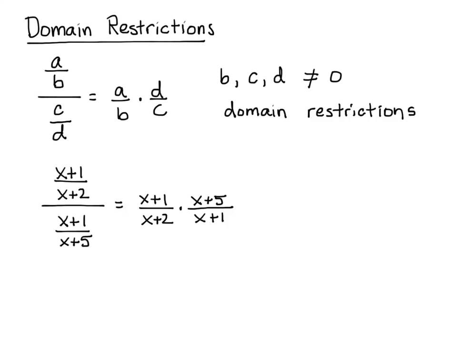Now notice I can cancel out the x plus 1's, and so I'm going to get x plus 5 over x plus 2. Now, we still need to put in the domain restrictions, and we're going to have, what is it? Negative 1, because you've canceled out this, and if x is negative 1, we'd have division by 0. Is there any other domain restriction that we have here?